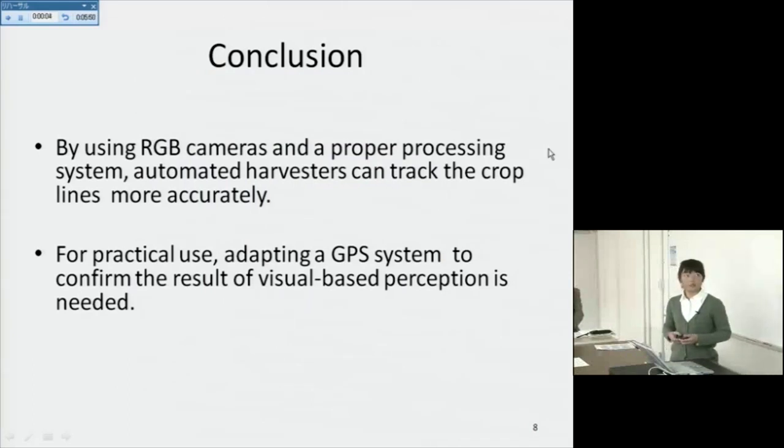Conclusion. By using RGB cameras and proper processing systems, an automated harvester can detect the boundary line between cut and uncut crops accurately, and the cutting speed is higher than manual cutting. But it's only at the experimental stage. So for practical use, adapting a GPS system to confirm the result of the visual perception system is necessary.